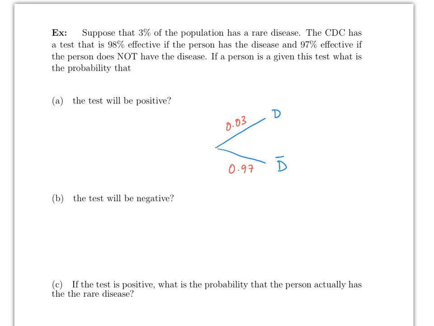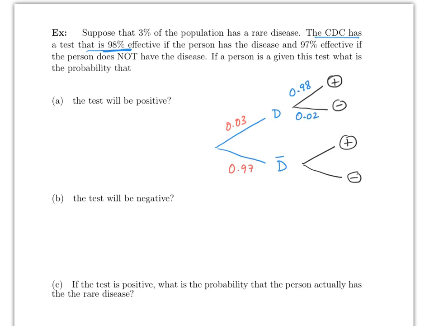Now, if the person has the disease, when they take the test it will be either positive or negative. Same thing if the person doesn't have the disease. This is telling you that if the person has the disease, the test is 98% effective, which means 98% of the time the test will be positive and 2% of the time it will be negative.